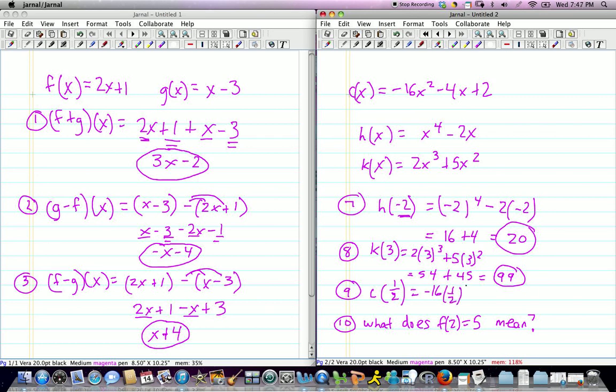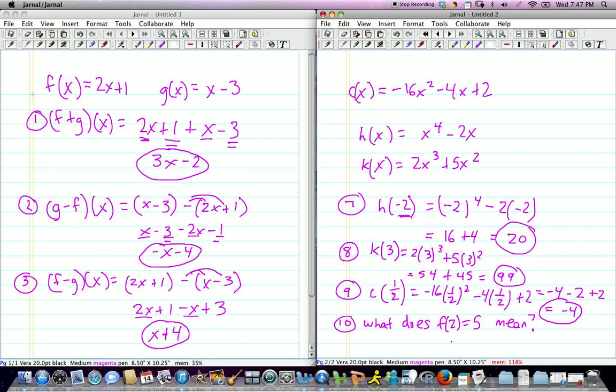1/2 squared minus 4 times 1/2 plus 2. So if I go ahead and do that, 1/2 squared is 1/4 times 16 is negative 4. Minus 4 times 1/2 is minus 2, and then plus 2. Add those together, I get negative 4 minus 2, which is negative 6. Plus 2 gives me negative 4 as my final answer. I did that kind of fast, so if you need help, you can use the calculator for that. Or you can ask me in class, I can show you how to do that. Write out all the steps. Just ran out of room.